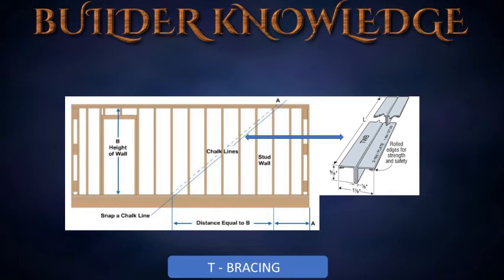Diagonal metal bracing comes in 3 different shapes: flat, T-shaped, and L-shaped. The flat will lay flat from the top plate over the studs to the bottom plate. For the T and the L shapes, a part of that bracing must go into the studs.